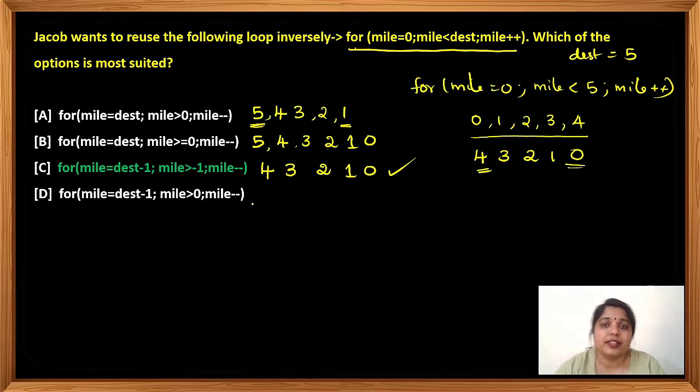But even then, we will just see what option D tells us. For mile equal to dest minus 1. Dest minus 1 means it is starting from 4 only. Mile greater than 0 means 4, 3, 2, 1. Only 4 times the loop will be executing in that case. So our option is C. C is the most suited option. Option C, for mile equal to dest minus 1, mile greater than minus 1, mile minus minus. That is our answer. Option C is your answer.